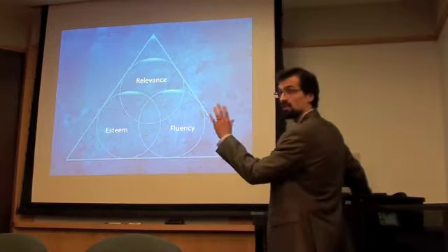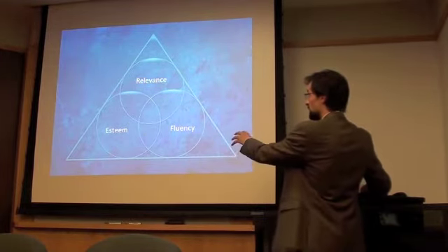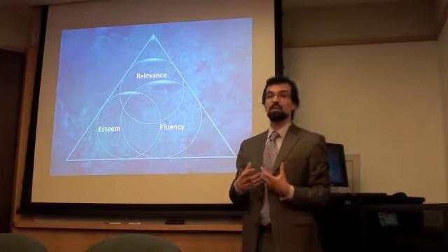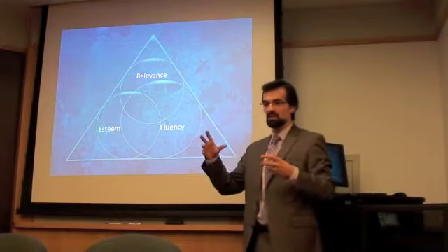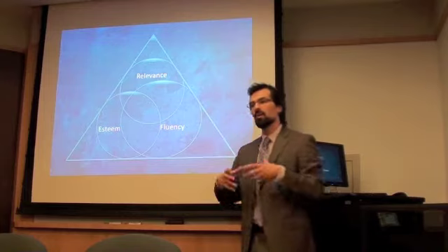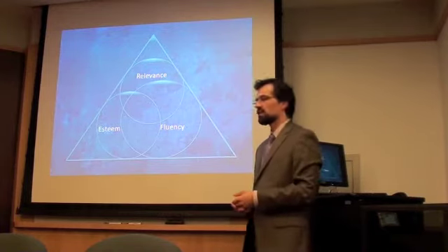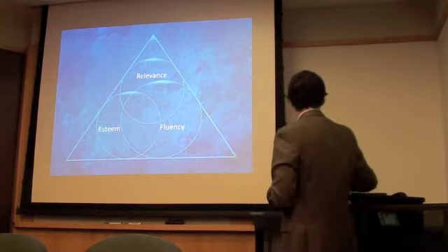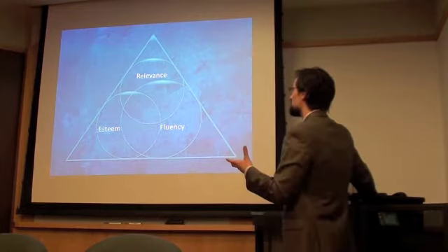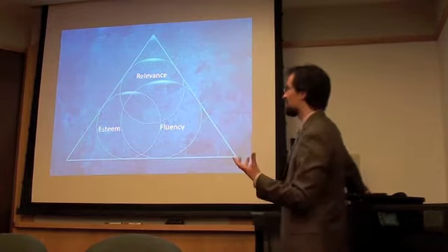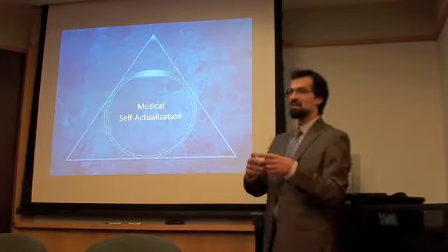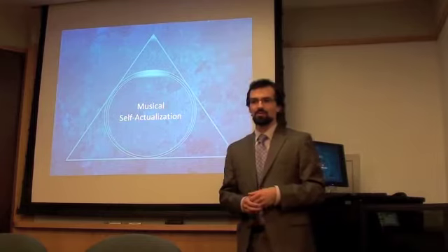Also, if we take any one of these circles, fluency for example, and make it bigger, and watch the space in the middle, that space also gets bigger. So we can take any one of these qualities and help it develop within a student, and that will grow their capacity for the expressive experience. This is just my own speculation, but I think that Maslow would probably describe musical self-actualization as being the expansion of all three circles into one.